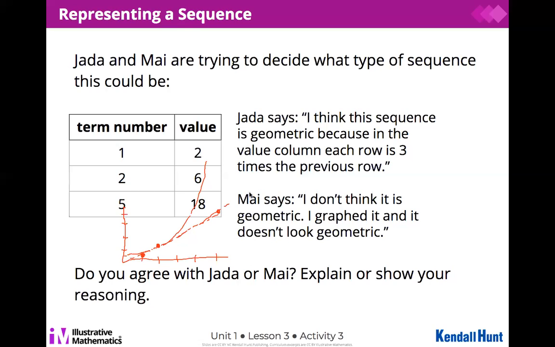Okay, so the person that's right here is actually May. And the reason why she was able to notice that is because the graph didn't go up as fast as it should if you're multiplying by 3 every time.